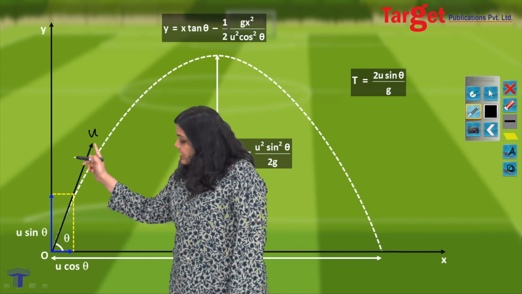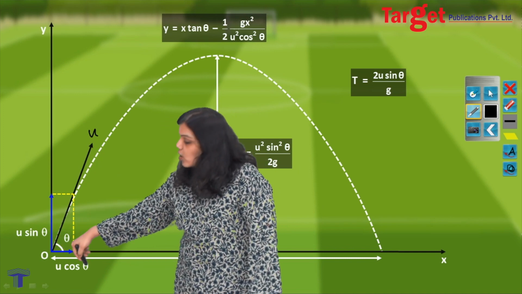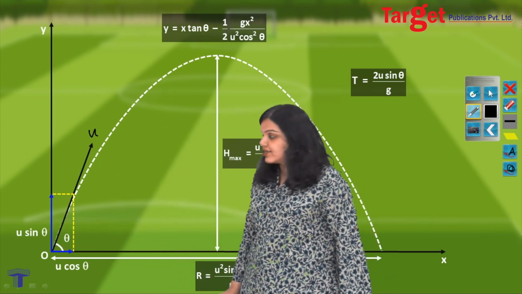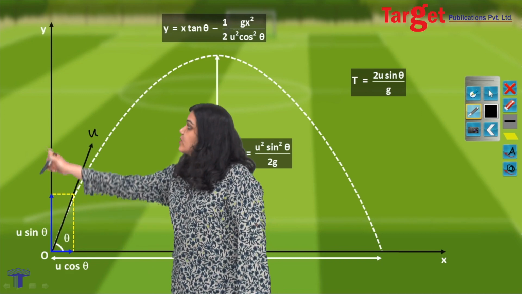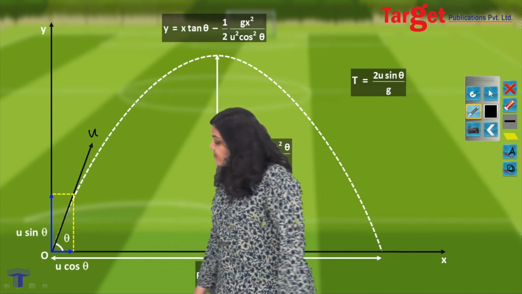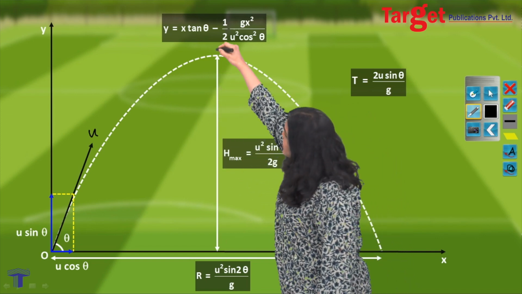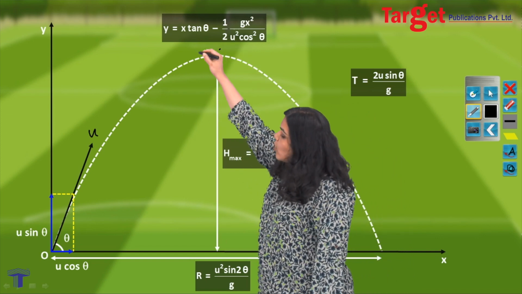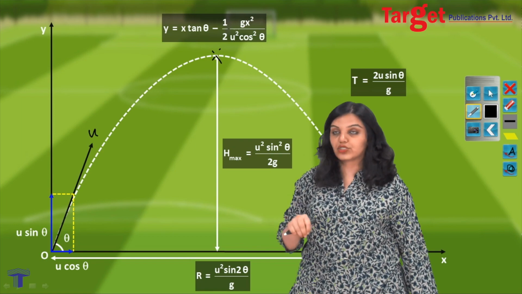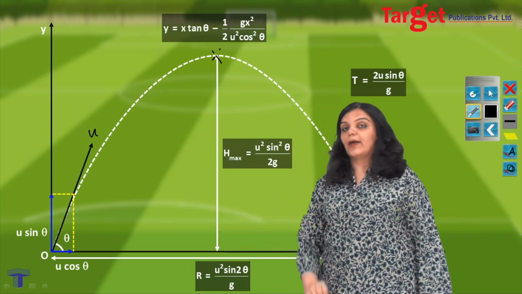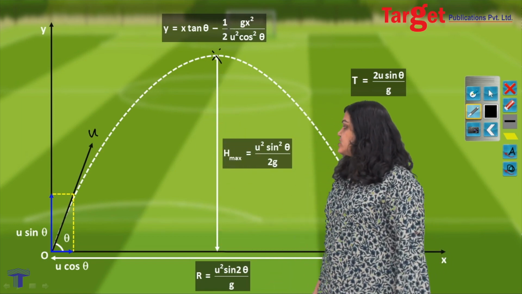Now this velocity can be resolved into two components: u cos theta, which is the velocity along the x direction, and u sin theta, which is the velocity along the y direction. Now this height, the height of the object at the highest point of motion, is known as the maximum height, and the formula is u square sine square theta by 2g.